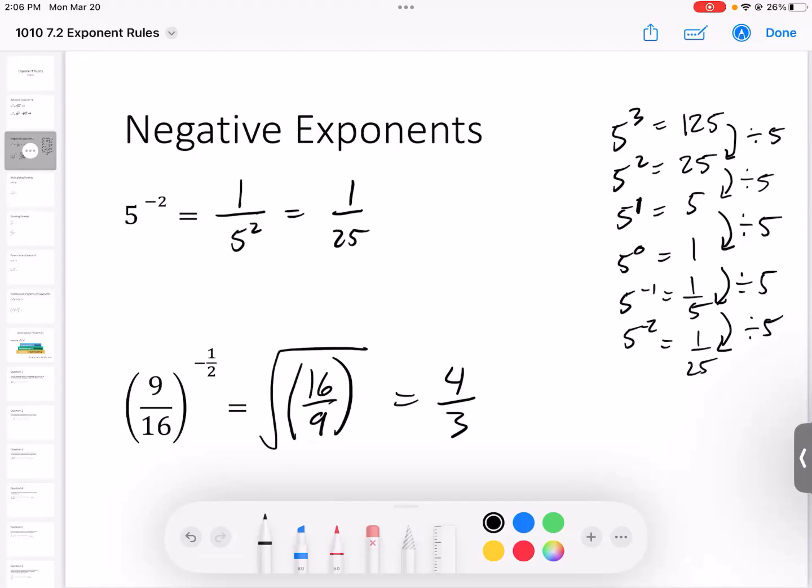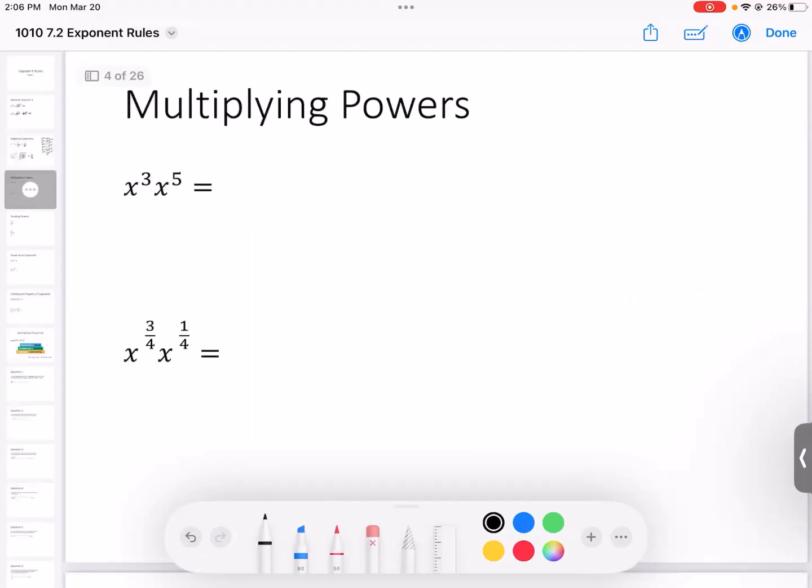All right. Okay, so fractional exponents make roots, negative exponents make reciprocals. And then the next thing we're going to do is simplifying powers that are multiplied together. So x to the 3rd is a power because you have a base and an exponent. X to the 5th is another power that has the same base and an exponent.